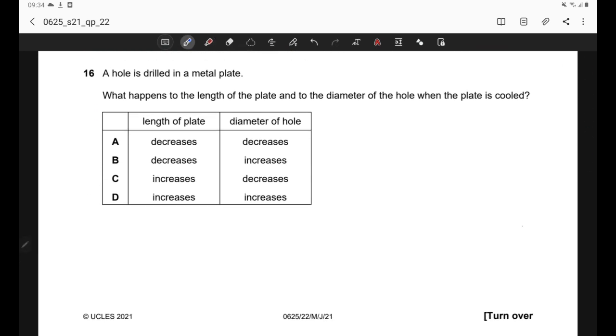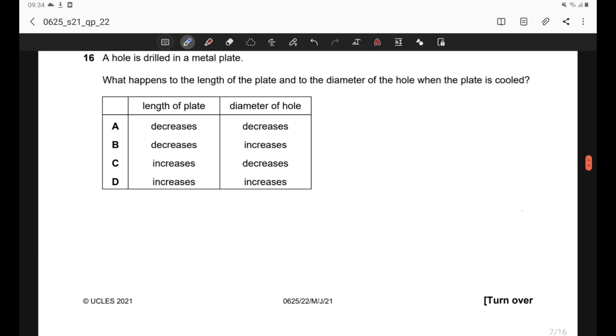Question 16. A hole is drilled in a metal plate. What happens to the length of the plate and the diameter of the hole when the plate is cooled? So here we can see when the plate is cooled, what happens to its energy? The energy of the molecules or atoms in the plate will reduce because temperature is proportional to energy. The more temperature the molecules have, the more energy the molecules will have. So when we are cooling something down, its temperature reduces so that the energy will be less.